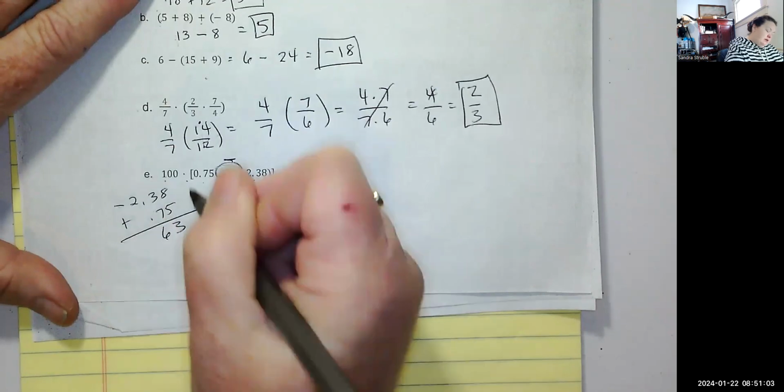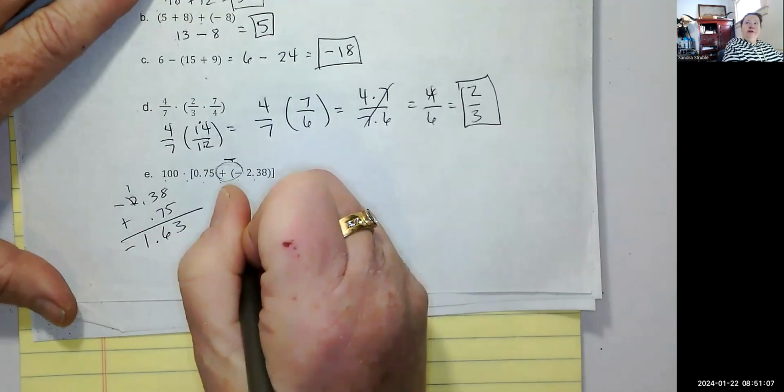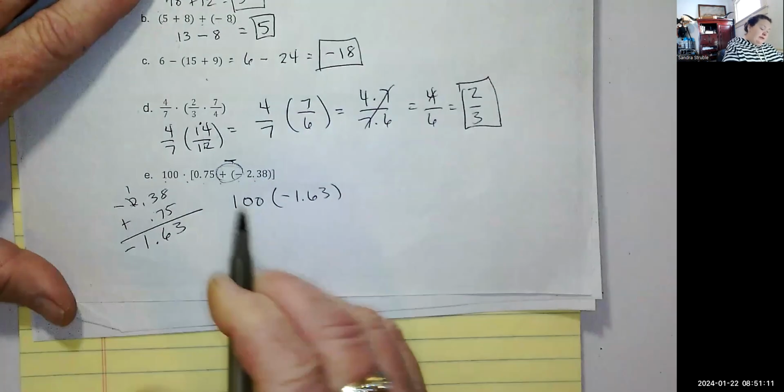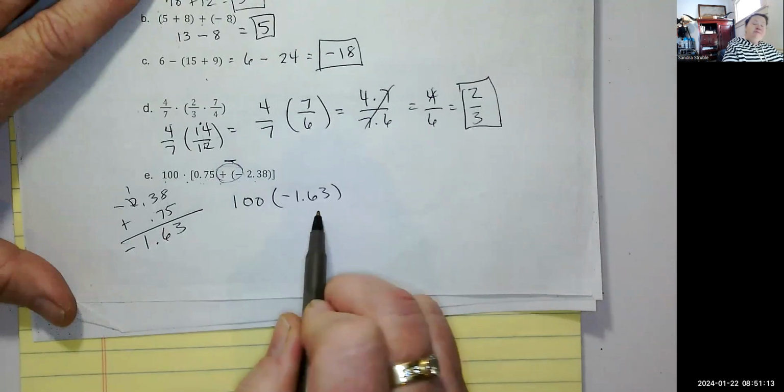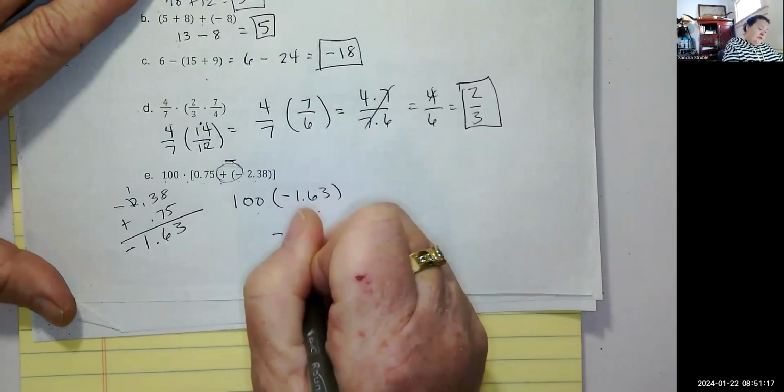Okay, you can use your calculator. I do not have mine. 1.63, so 0.75 minus 2.38 is negative 1.63 times 100 is negative 163.